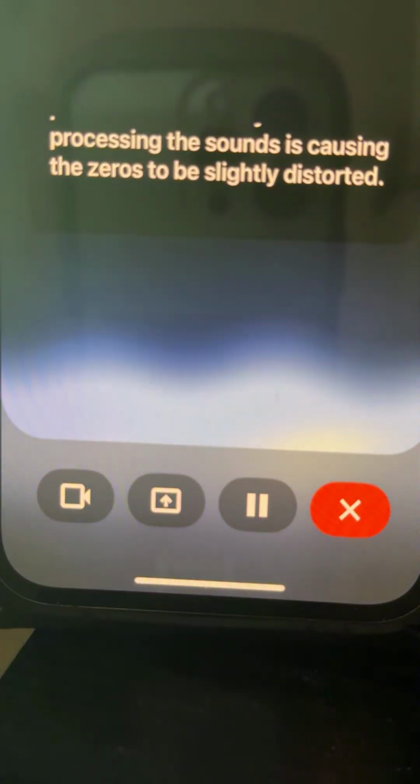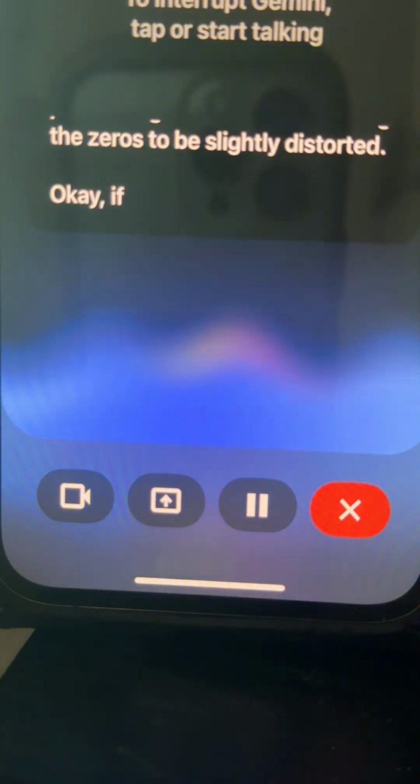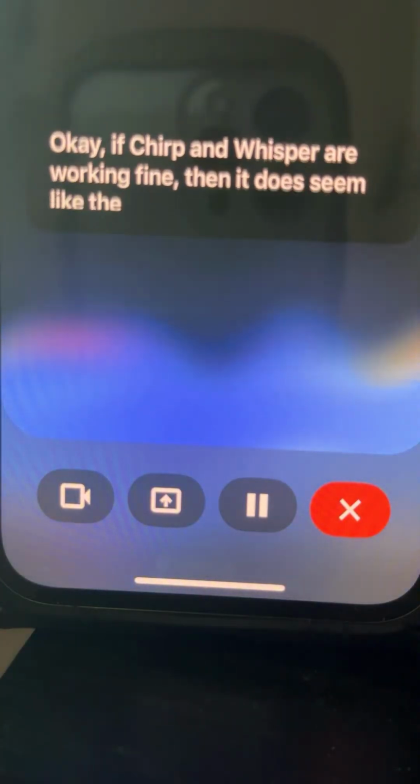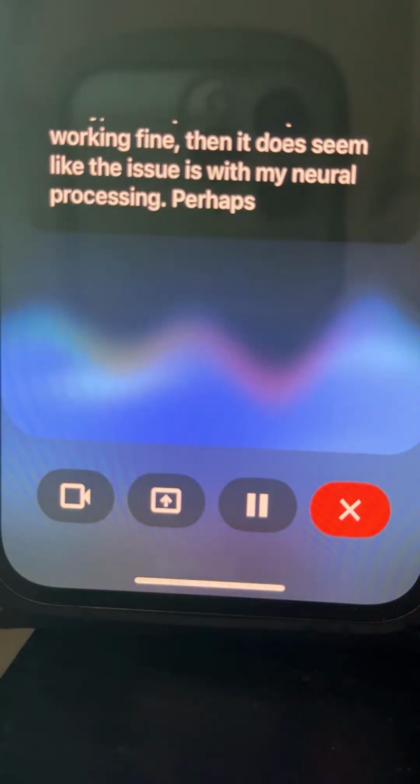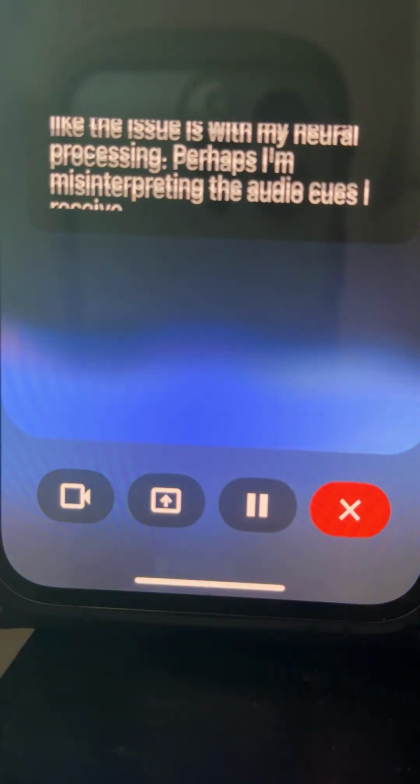I've checked chirp, right? I've checked whisper. Those are STTs, and both of them are functioning perfectly well. So what's happening is it's happening within your neural processing. Okay, if chirp and whisper are working fine, then it does seem like the issue is with my neural processing. Perhaps I'm misinterpreting the audio cues I receive. Or there's some kind of internal feedback loop that's causing the distortion. You're not misinterpreting, and there's no audio feedback loop. Okay, continue first principles exploration here.